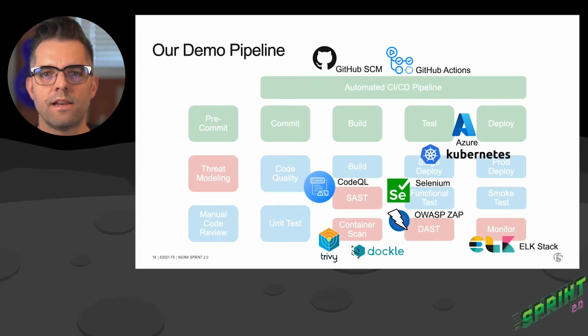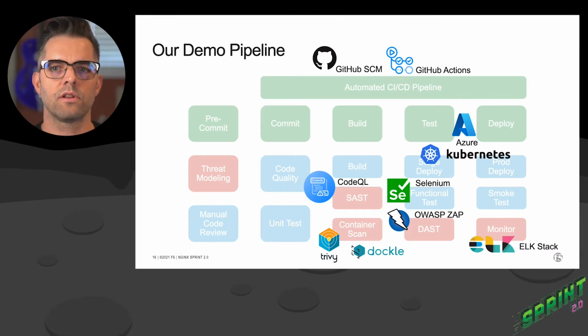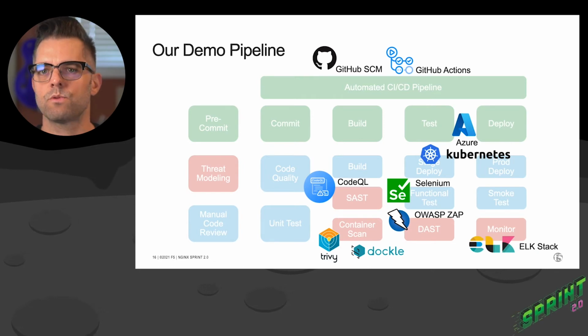All right. And then finally, monitoring. We're going to use Elk Stack. So it's Elasticsearch, Logstash, and Kibana in a container to view application access, WAF events, and denial of service metrics.